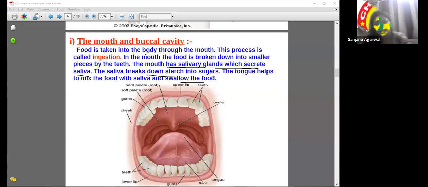Ma'am, there are different types of teeth, right? Yeah, this is an earlier class topic, I think. In grade 5, we had this topic, no? Science, teeth.